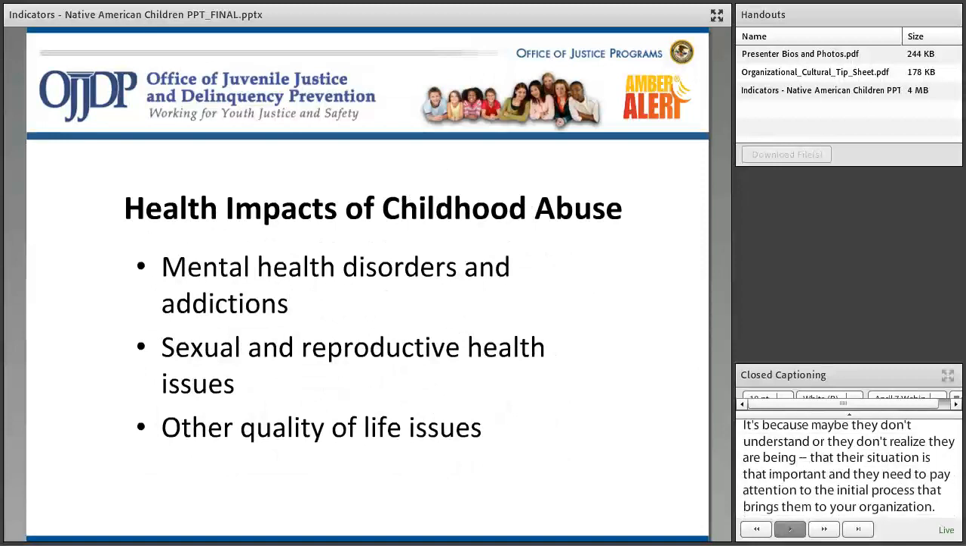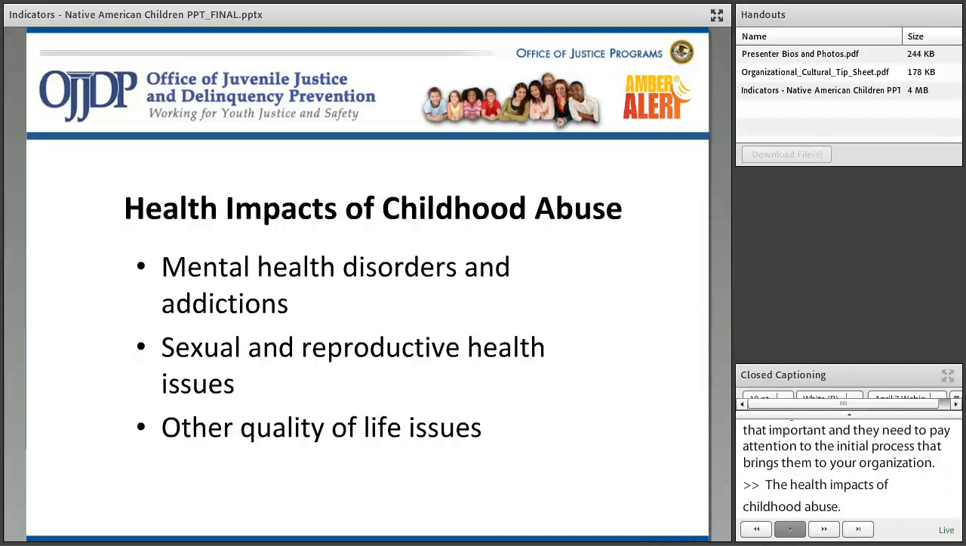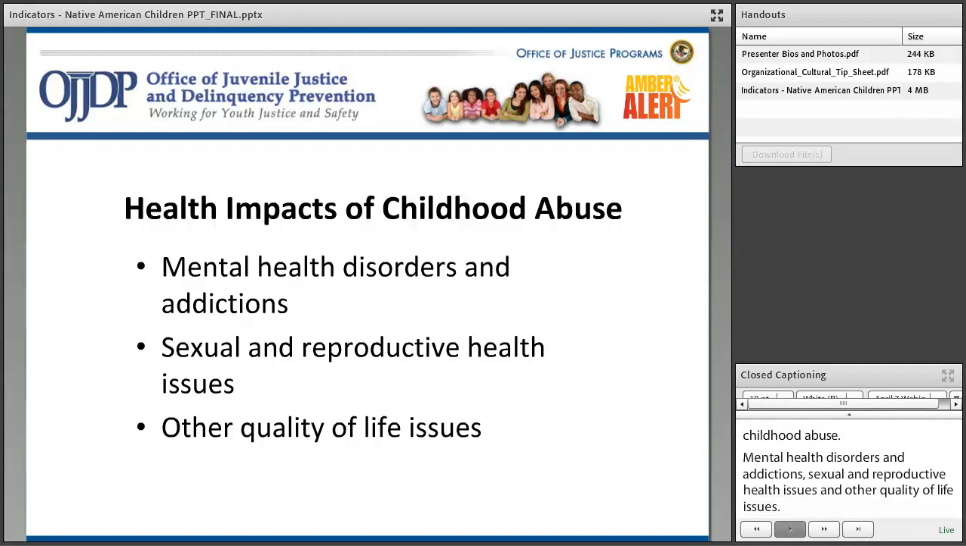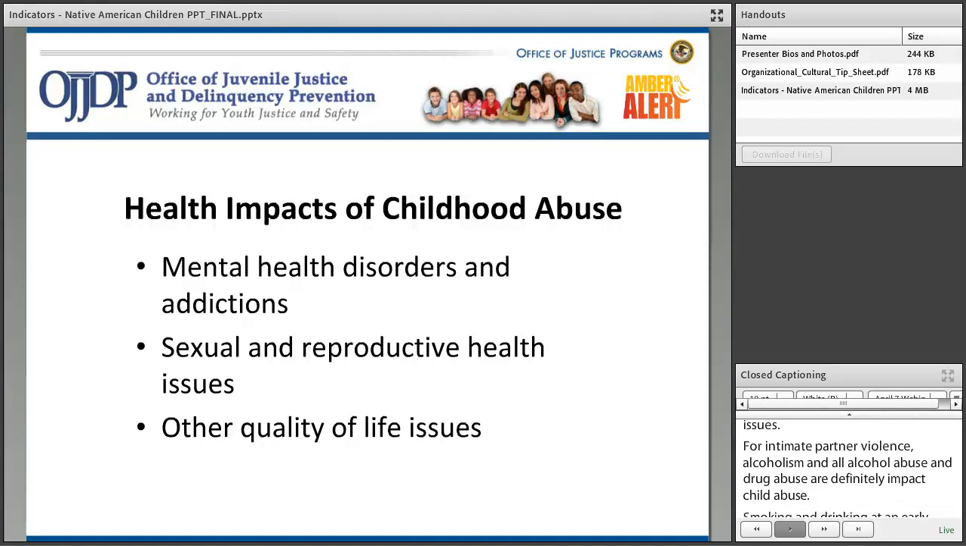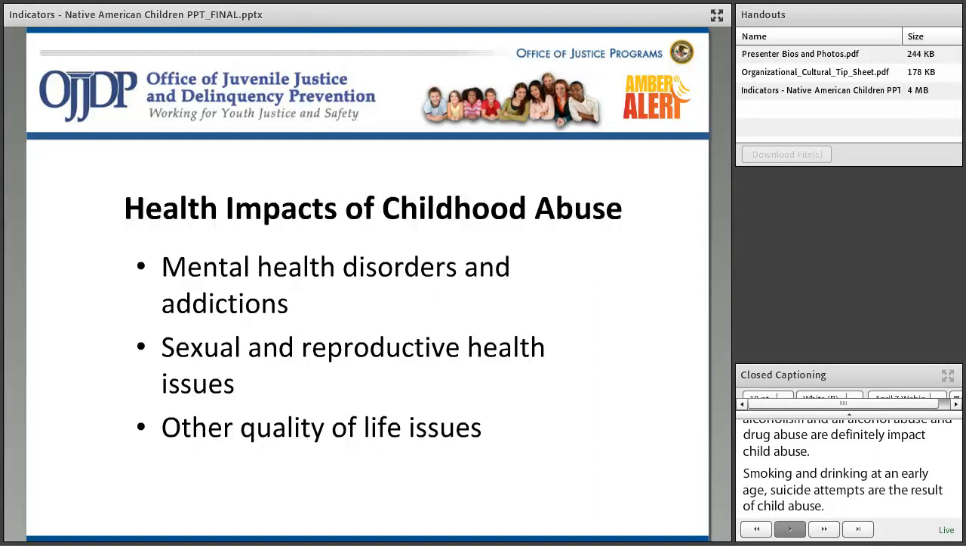So, the health impacts of childhood abuse: mental health disorders and addictions, sexual and reproductive health issues, and other quality of life issues. Risks for intimate partner violence, alcoholism and alcohol abuse, and illicit drug abuse are definitely impacts of child abuse. Smoking and drinking at an early age, depression and suicide attempts are results of child abuse. Multiple sexual partners, sexually transmitted diseases, unintended pregnancies, early initiation of sexual activity, as well as adolescent pregnancy and fetal death. All of these incidents that occur are definitely impacts of childhood abuse.